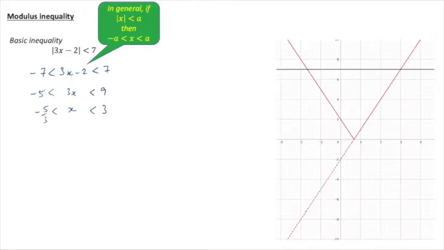We can do a graph of that. The line 3x minus 2 starts with a dotted line and then draws up. We reflect the dotted bit in the x-axis, and then we can see where the line y equals 7 is. It crosses at minus 5 over 3 and at 3, and so only the parts of the V that are below that y equals 7 line are satisfactory for us. So that's the bit we want.